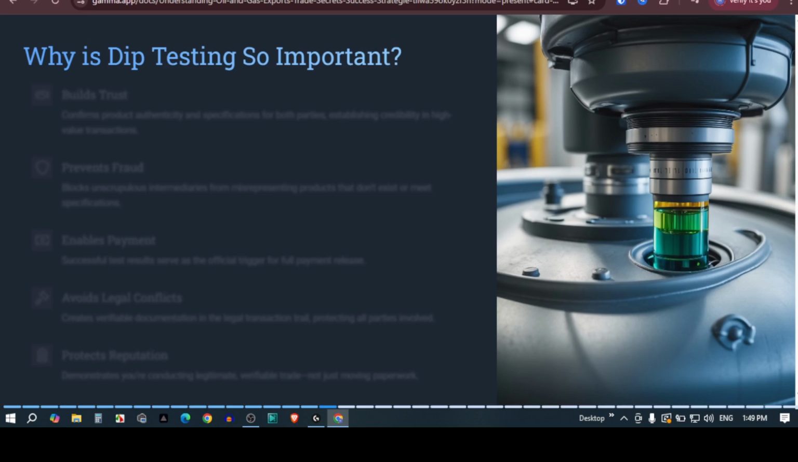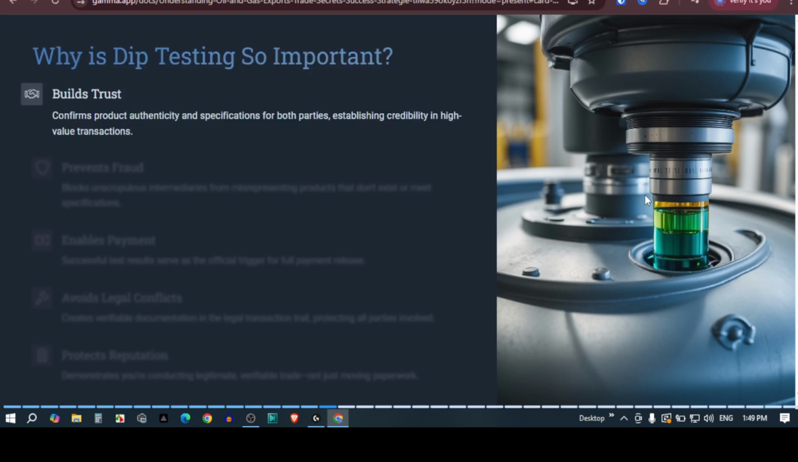What is it actually for? It builds trust. Dip testing confirms the product is exactly what the seller claims, verifying quality, quantity and specifications. The exact product required by the buyer is to be delivered by the seller. By dip test, the exact quality, quantity and specifications are verified. Therefore, this gives both parties confidence that the deal is legitimate and transparent.